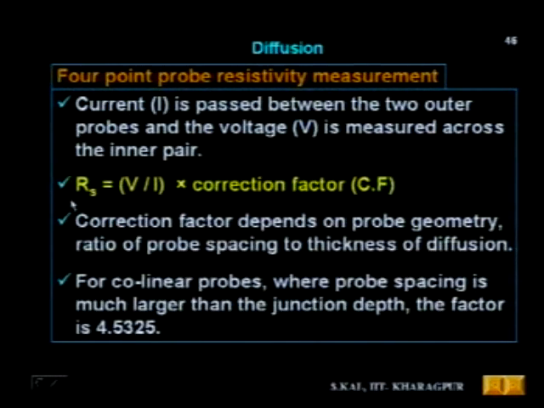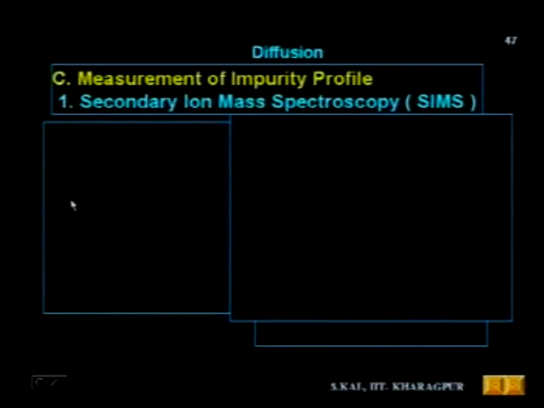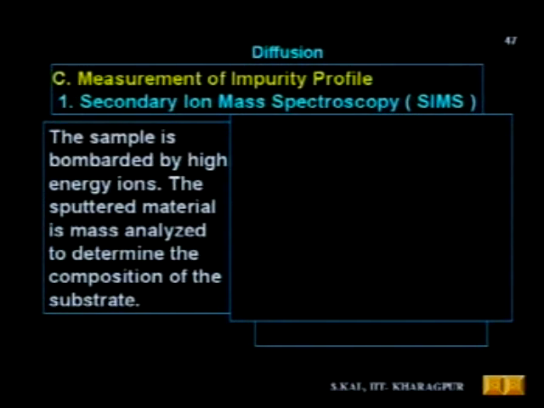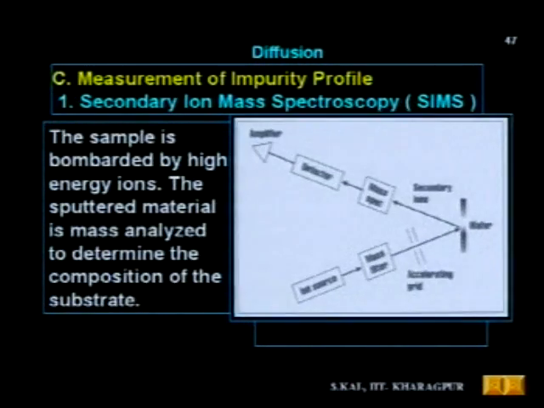Okay. So this is the 4-point resistance method. Now, measurement of impurity profile. There are two techniques by which you can accurately measure the impurity profile. One technique is known as the SIMS technique, that is secondary ion mass spectroscopy. A typical SIMS arrangement is shown in this diagram. SIMS is secondary ion mass spectroscopy.